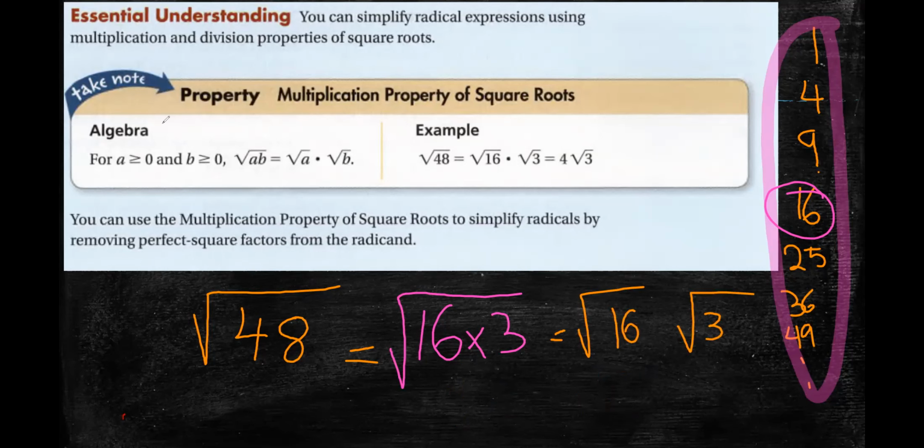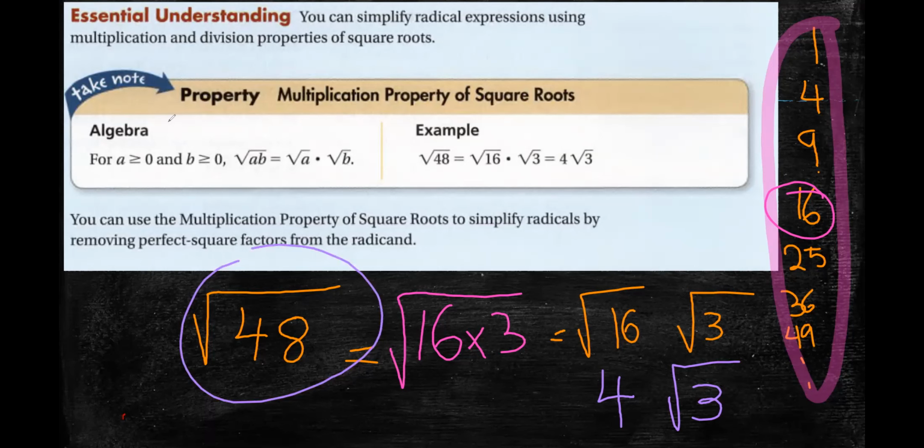Now, what is the square root of 16? 4. 4 multiplied by 4. So I will put 4 times square root of 3. So 4 square root of 3 is the square root of 48. Did you see now how you can solve it without a calculator? You are the calculator now.